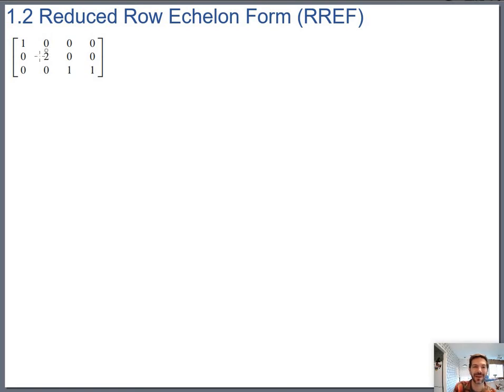So yeah, it's right here. That should be a 1 rather than a 2. We could divide all of row 2 by 2 and get it completely in reduced row echelon form. But let's go ahead and see what we can do about writing down the solution to this thing.